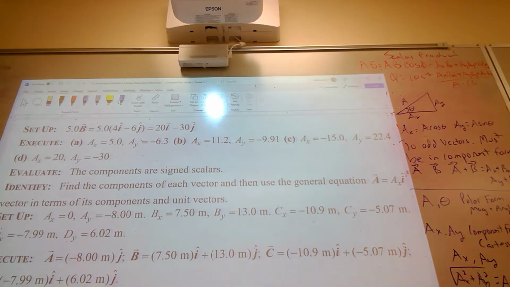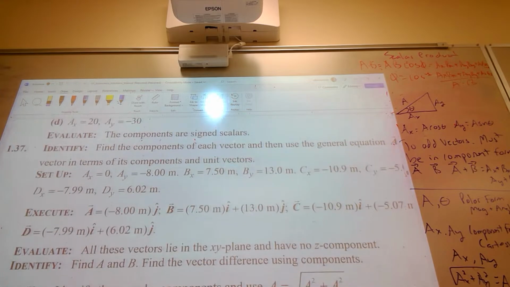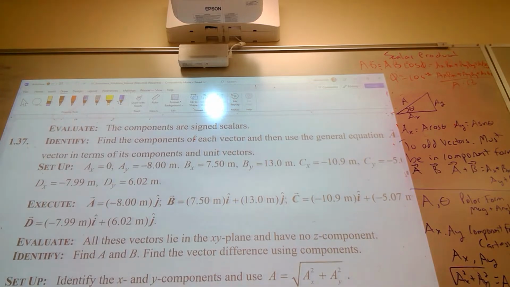Okay, the next one, 138. Find the magnitude of each vector, and that's just our Pythagorean theorem, and then a minus b, etc. Jaden, do you have 138?